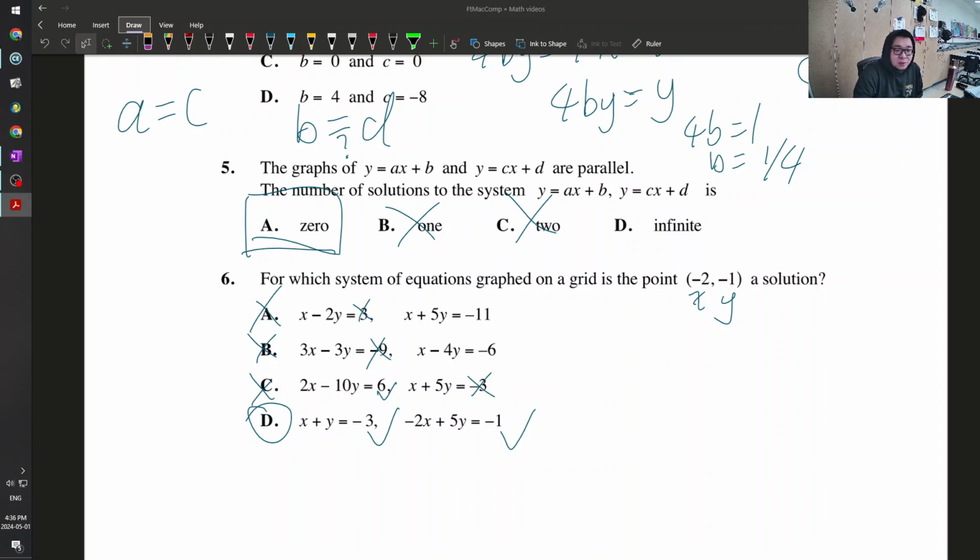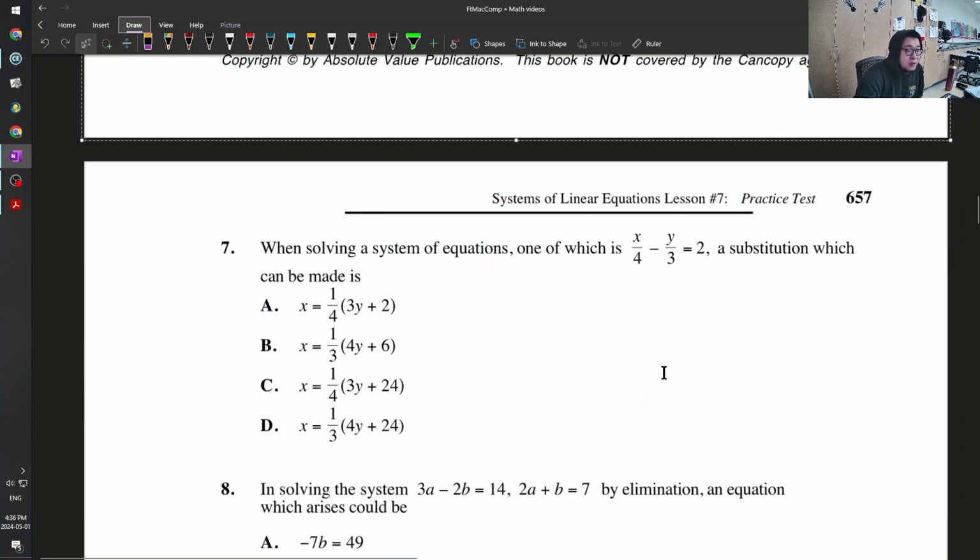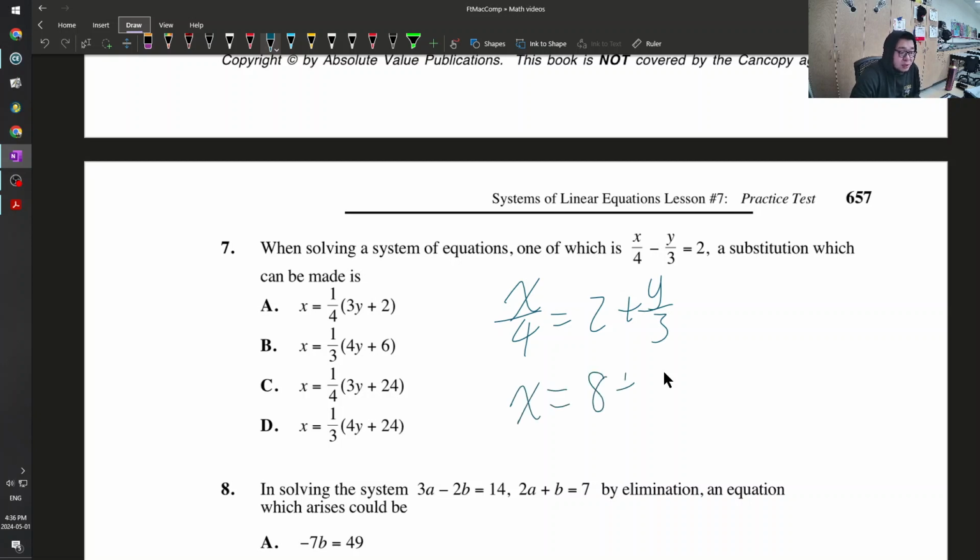Okay, let's keep going. Number 7. When solving a system of equations, one of them which is this. What is one of my substitutions? So here I want to isolate for x. Add both sides by y over 3. So x over 4 is equal to 2 plus y over 3. Multiply both sides by 4. We get x is equal to 8 plus 4 over 3 y.